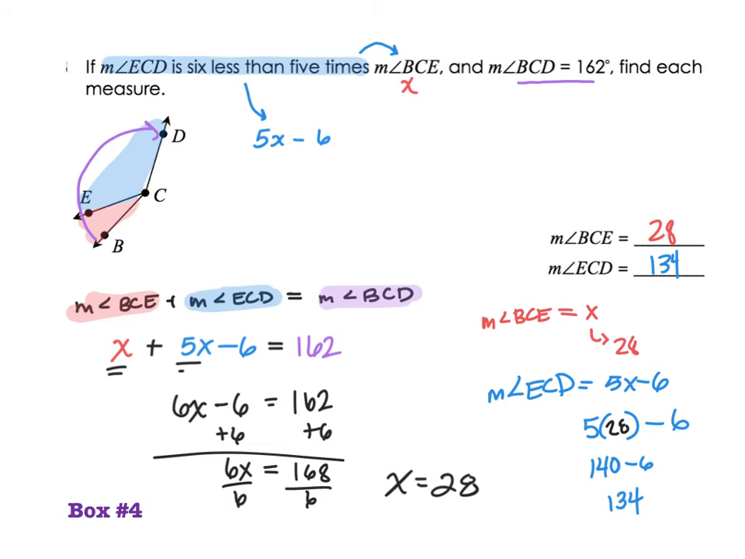By the way, if you guys are ever wondering if you have it correct, notice these two values. If I add those two values, they should equal a total. Kind of like what I told you earlier. This one is the red plus the blue equals a purple, and that's how you can check it. 28 plus 134 equals 162.